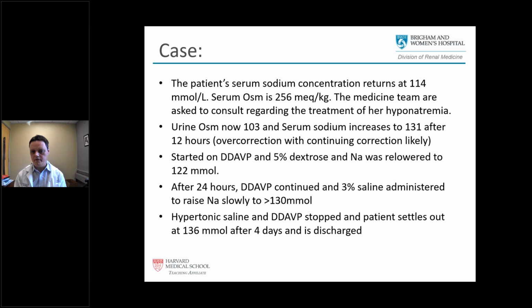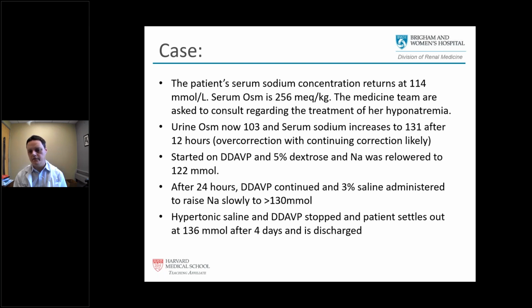And so what's happened here is the patient was initially volume depleted. They had a volume-dependent secretion of ADH. Because we check the serum and urine osmolality, we know that she's got a true hypovolemic hyponatremia, or hypotonic hyponatremia, I should say, and that her ADH is now turned off because her urine osmolality is decreased. And her serum sodium, unfortunately, increased to 131 after 12 hours.